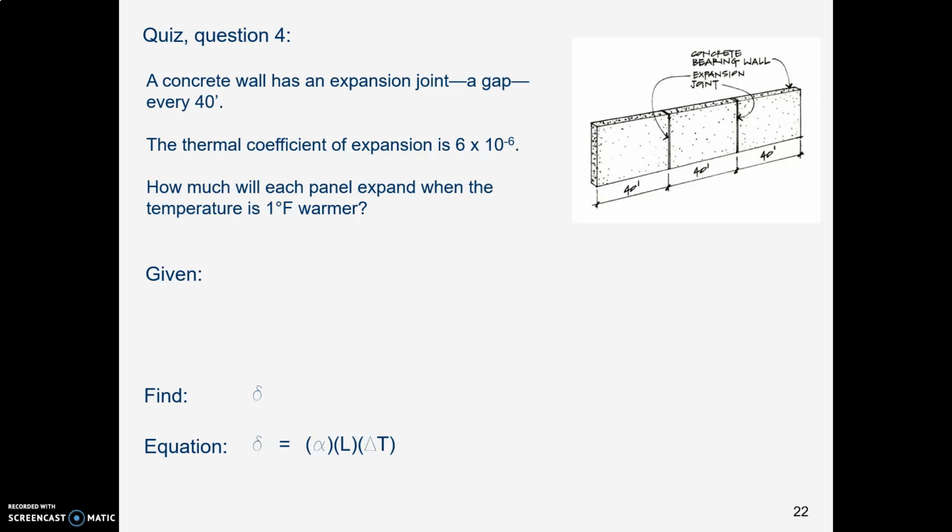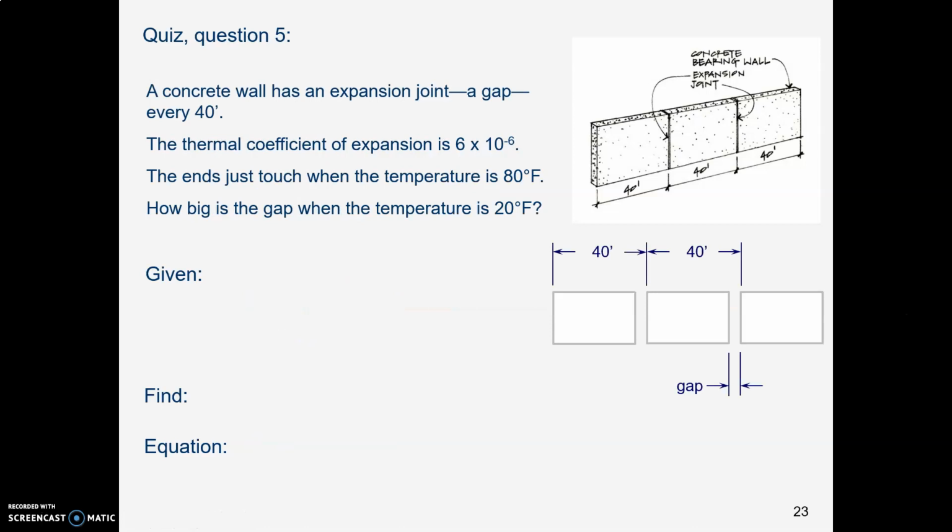All right, what are we given? We are given the thermal coefficient of expansion for concrete. There it is. We're given the length, it's 40 feet. Notice that's in feet. Should we convert that to inches? Why, yes, we should. So 40 feet times 12 should give us 480 inches. And then, do we have delta T? Yes. The question is, when delta T is 1 degree Fahrenheit, how much does it grow? So we can plug all those numbers into our good old equation.